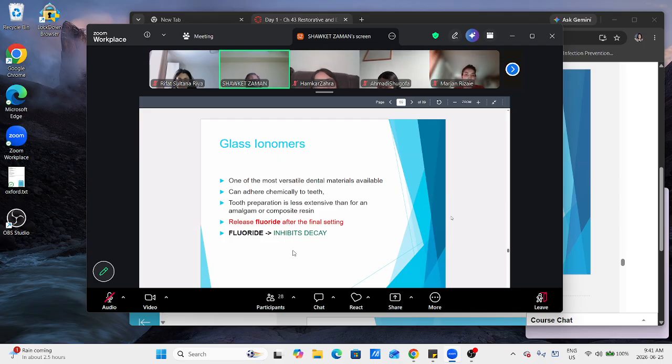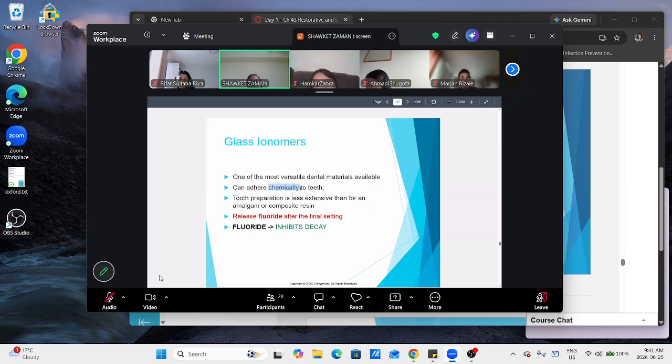Okay, make the notes. Glass ionomer is one of the most versatile dental materials. It is a very common material. If a clinic has glass ionomer, they don't need any other materials because it comes in 6 varieties. It is one of the most versatile dental materials available in dentistry. They are adherent, that means they attach to the tooth surface chemically. So they are examples of chemical bonding. Very important to memorize for your multiple choice questions and final exams.